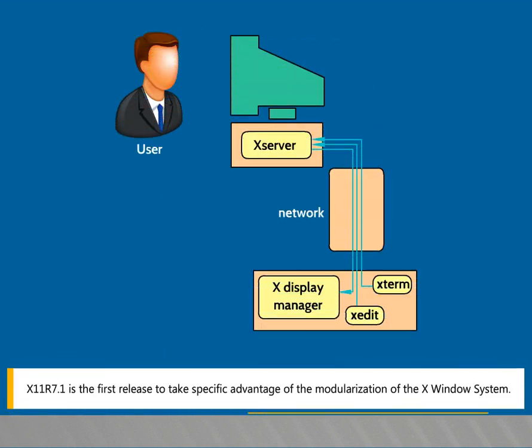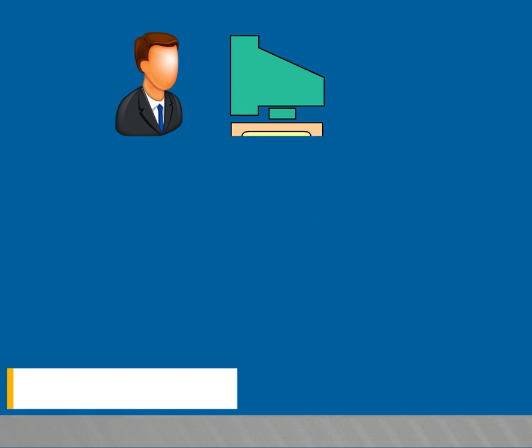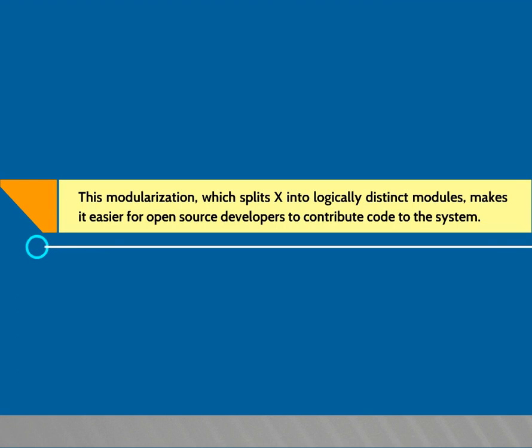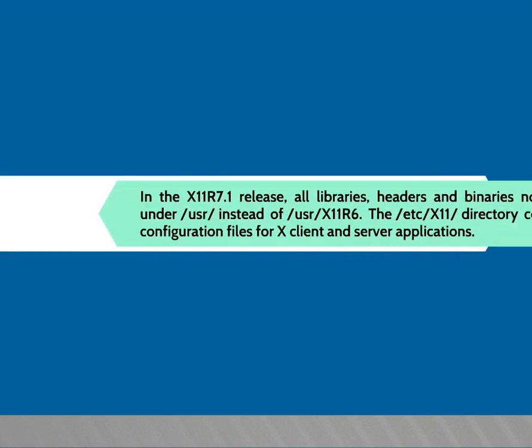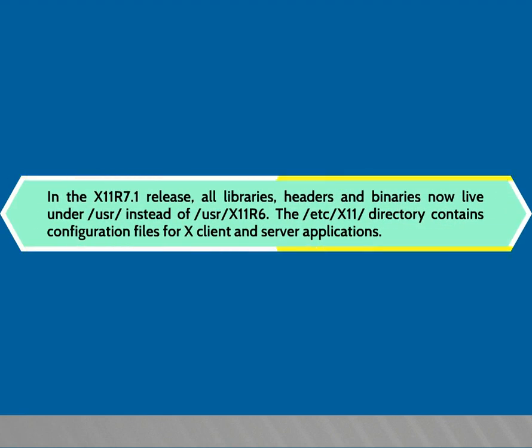X11 R7.1 is the first release to take specific advantage of the modularization of the X Windows system. This modularization, which splits X into logically distinct modules, makes it easier for open-source developers to contribute code to the system. In the X11 R7.1 release, all libraries, headers, and binaries now live under /usr/ instead of /usr/X11R6.